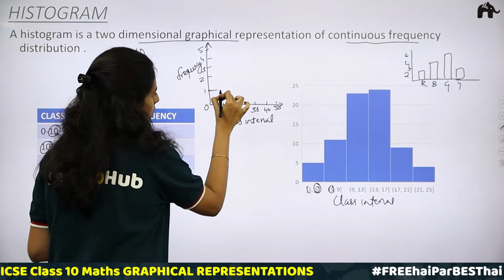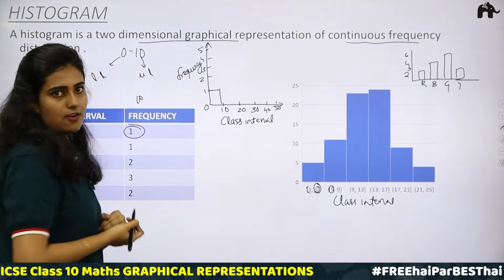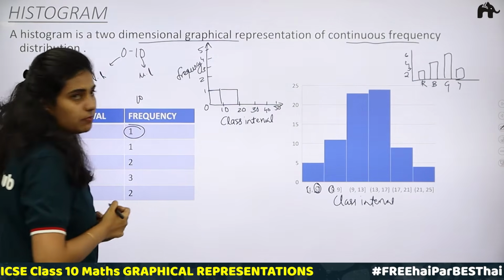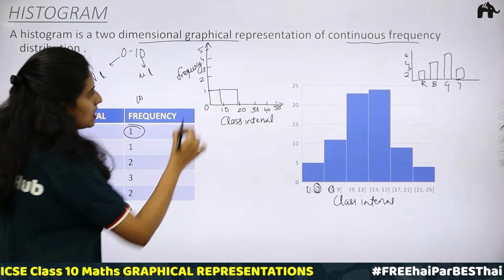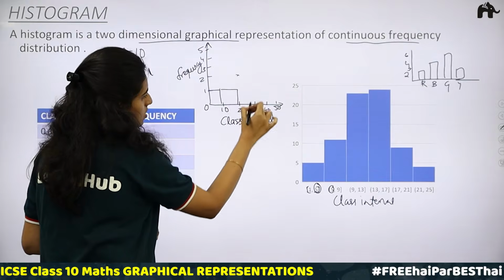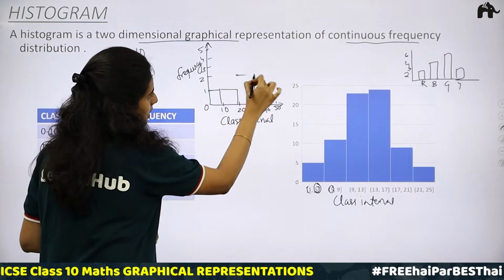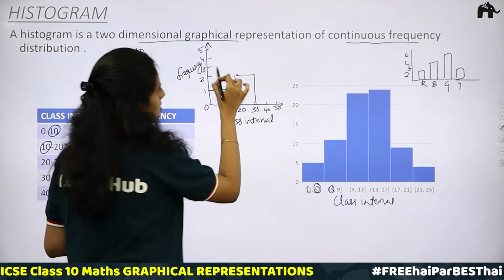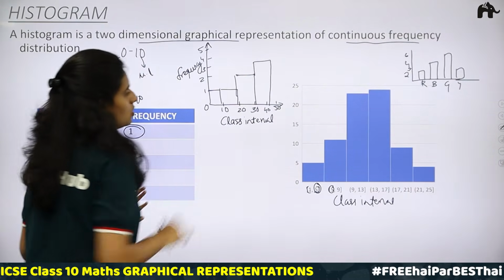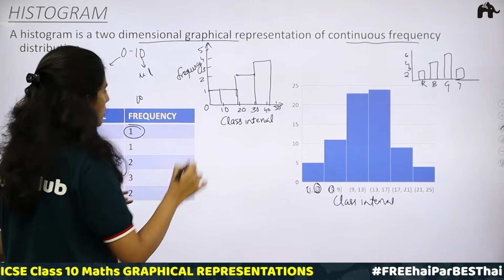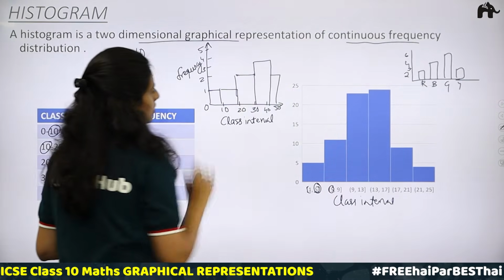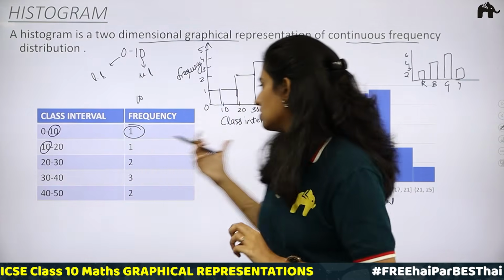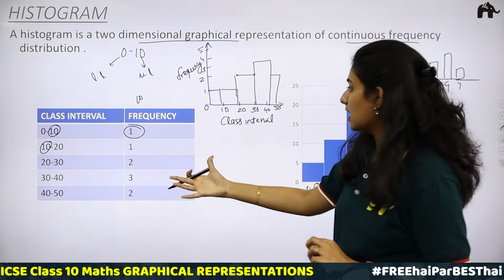So here this is how you will be marking. 0 to 10, 1 student. 10 to 20, again 1. This is how the rectangle will be. 20 to 30, 2 students. Here we have 2. This is the required rectangle. 30 to 40, 3 students. So here we have 3. 40 to 50, 2 students. Here we have 2.